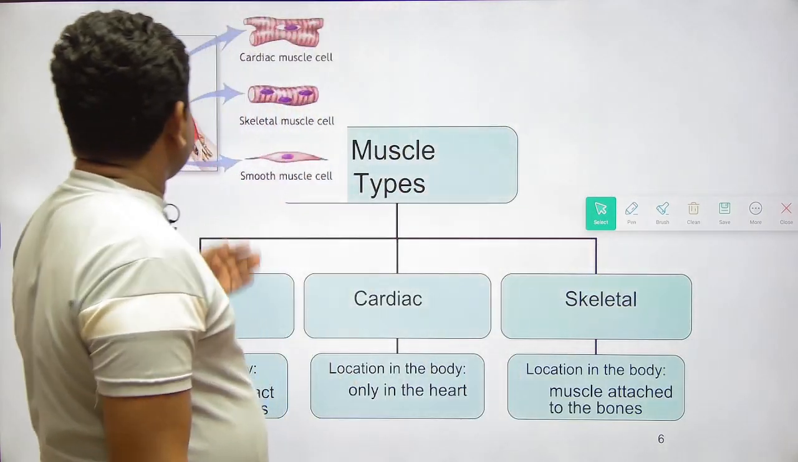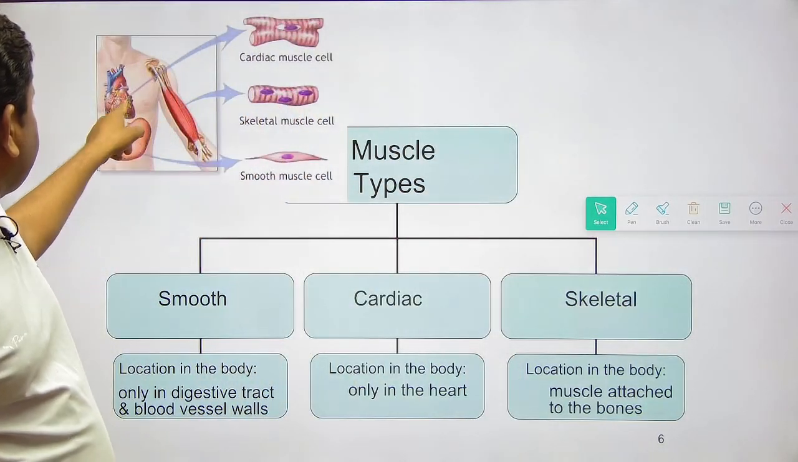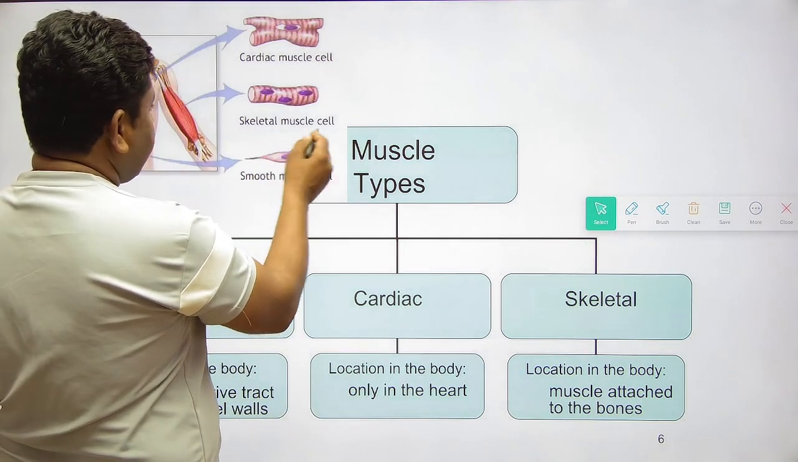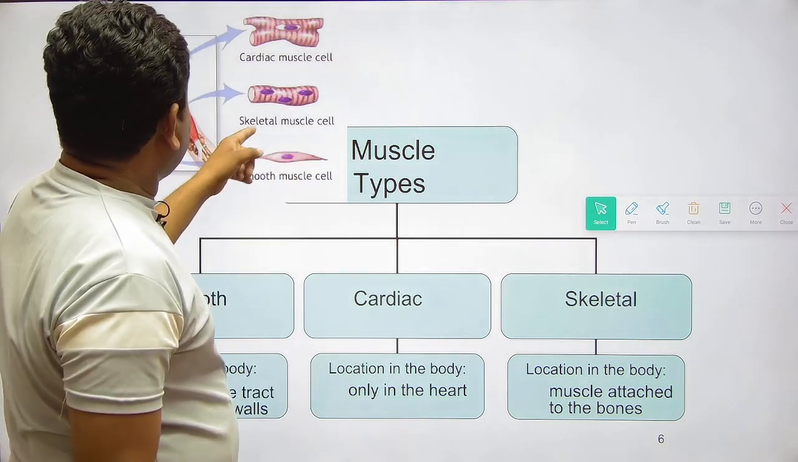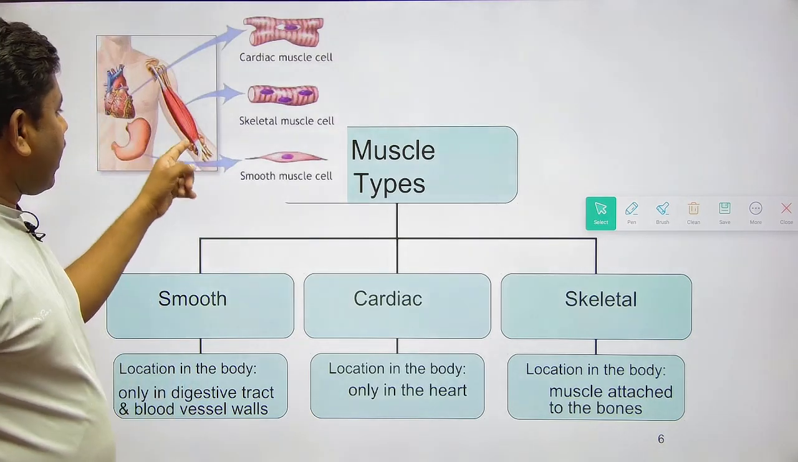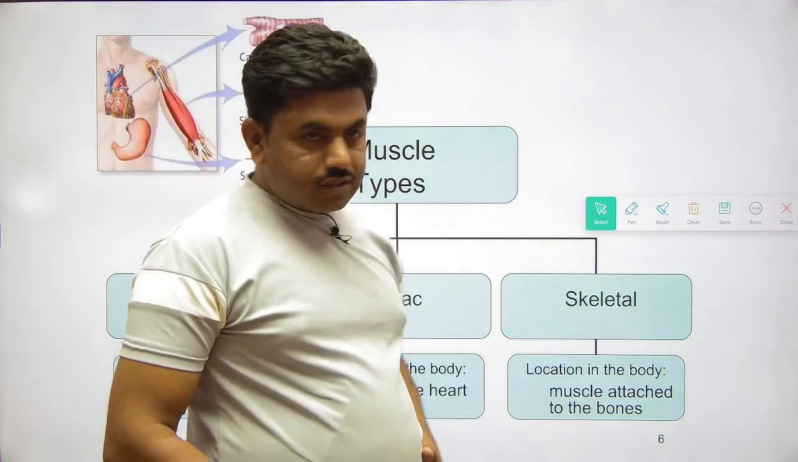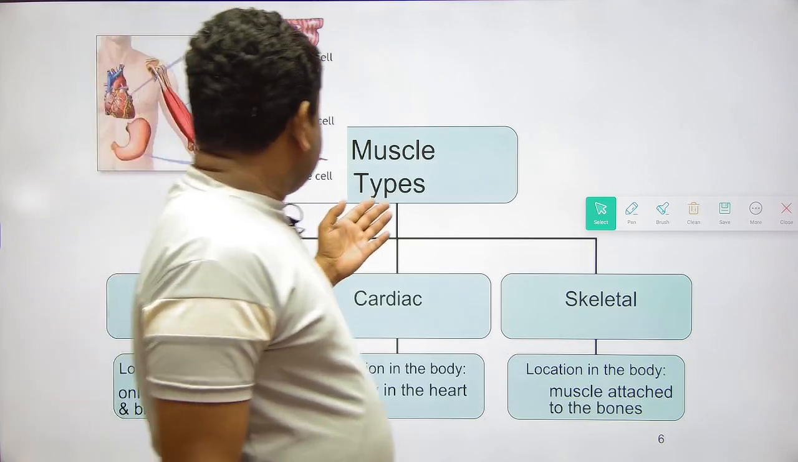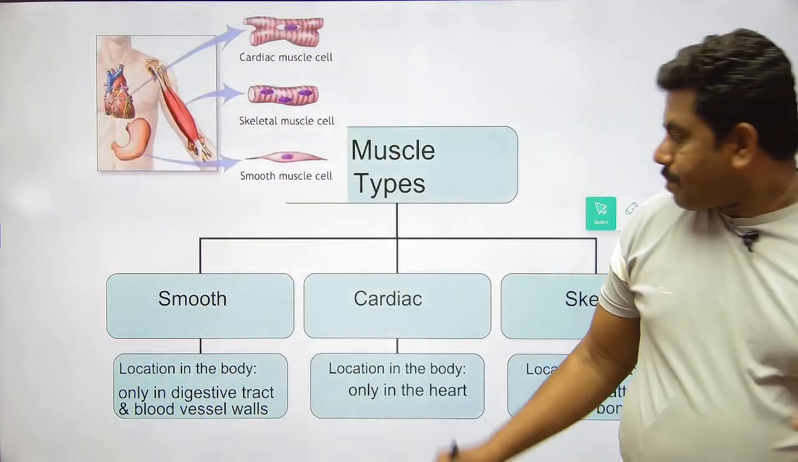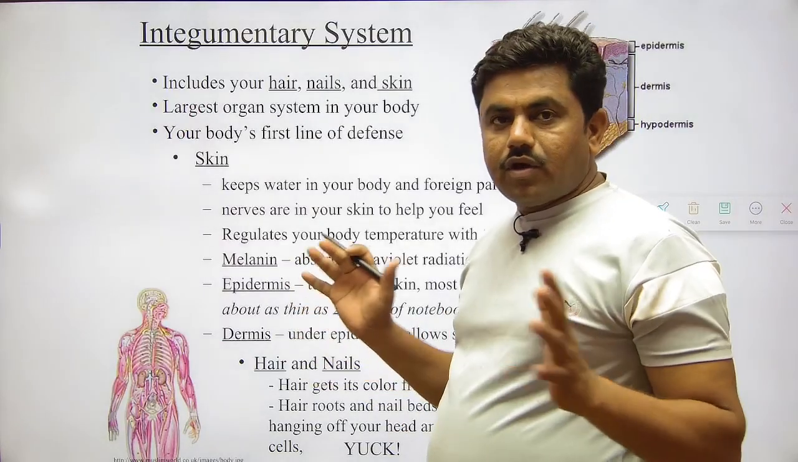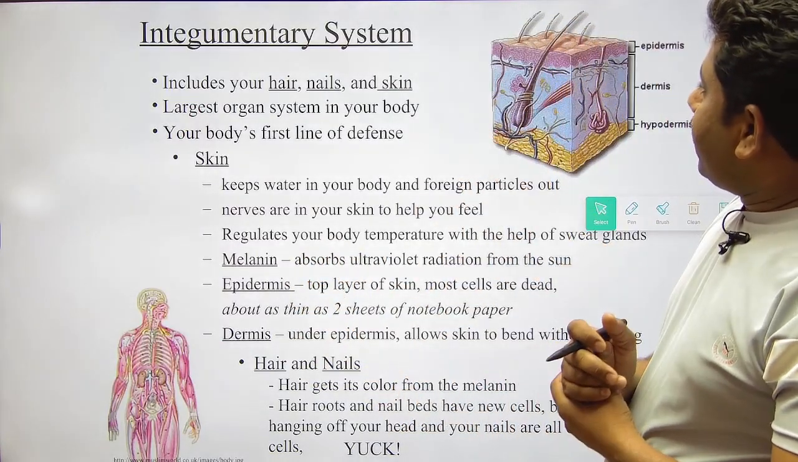Now see, cardiac muscles are in the heart, skeletal muscles are related to the hand, and smooth muscles are related to our digestive system. And see here the muscle types: smooth muscle, cardiac muscle, skeletal muscle, and that we have studied. Next is the integumentary system.